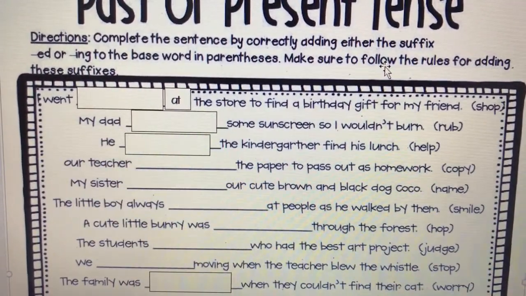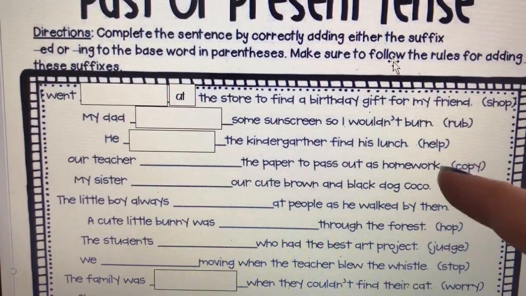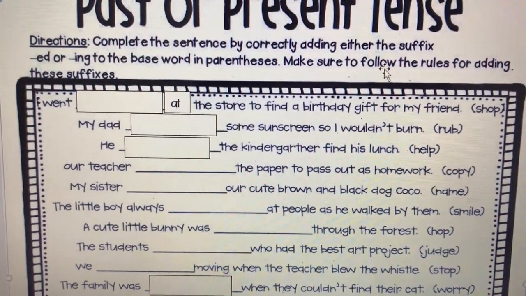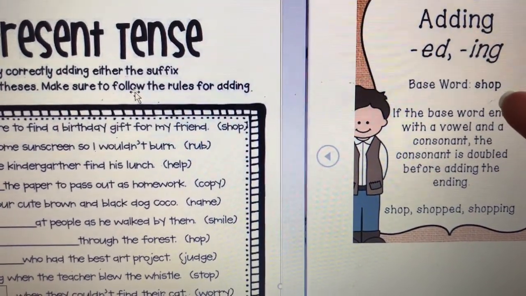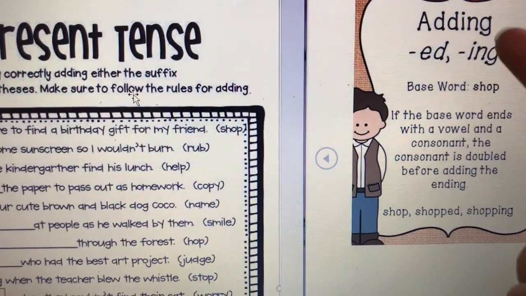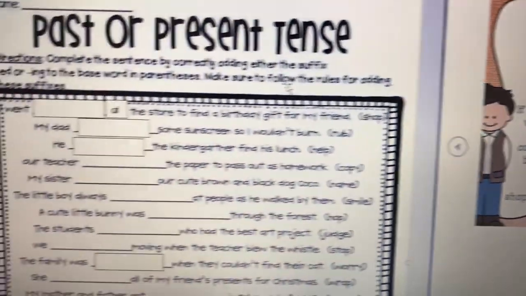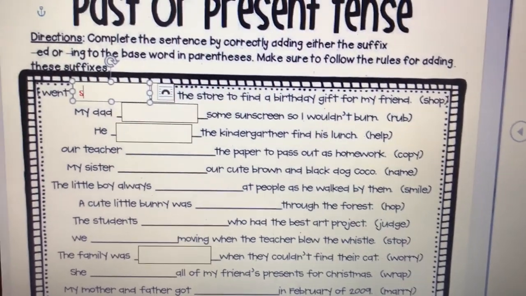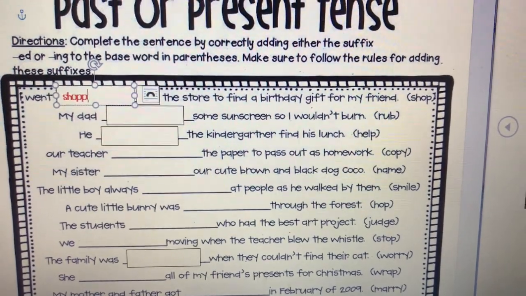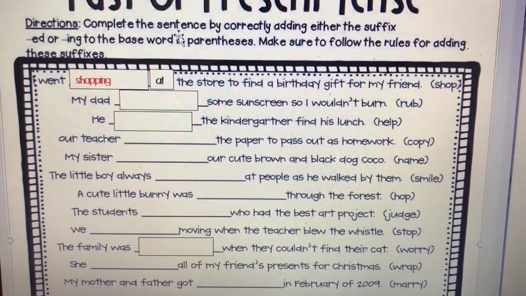Is it going to be I went shop, I went shopping, I went shopped? I think shopping makes more sense. So do you guys remember what our rule is? Here is shop as our example. If our base word has a vowel and then a consonant, and remember we're going to add ing to it, we need to double the consonant and then add ing. So to our word shop, to make it present tense, I'm going to spell it shopping. I went shopping at the store to find a birthday gift for my friend.